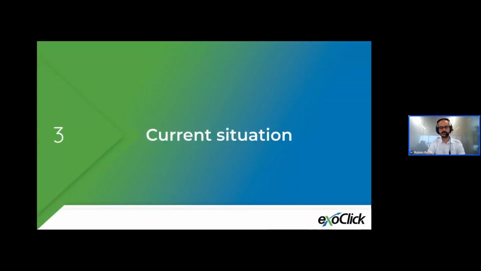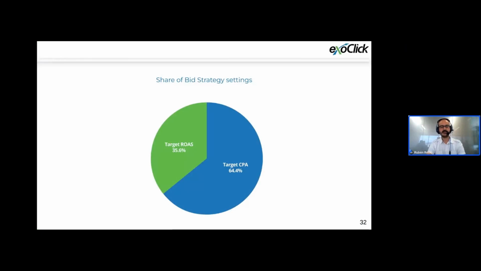And now let's go to one of the last parts of the webinar, which is checking out the current situation of SmartBid in ExoClick. So right now, most of our advertisers are favoring a target CPA strategy over target ROAS, but that doesn't mean, of course, that target ROAS is less profitable. It's just a difference in the type of products that are being promoted in the network, as well as difference in the key performance indicators from each campaign.